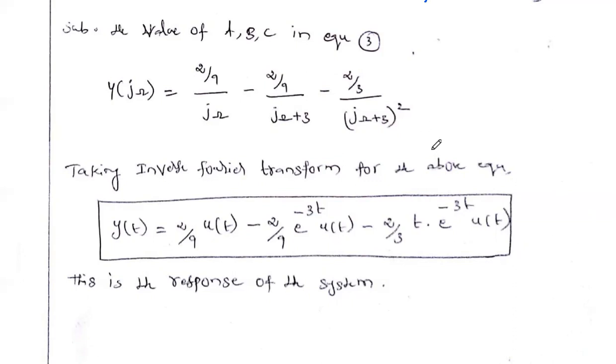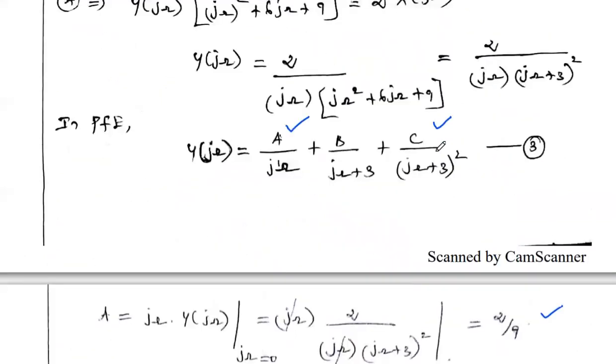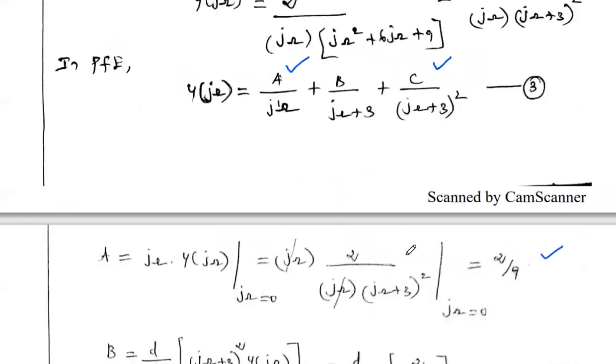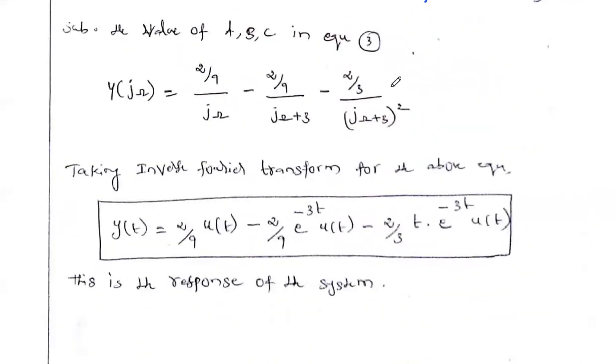Just now in the impulse response we calculated this. The inverse Fourier transform of 1 by (j omega plus 3) the whole squared is t into e power minus 3t u of t. So according to that, the inverse Fourier transform of the third term is t into e power minus 3t u of t. So this is the inverse Fourier transform of capital Y of j omega. So we got the y of t expression, and this y of t is said to be the response of the system.